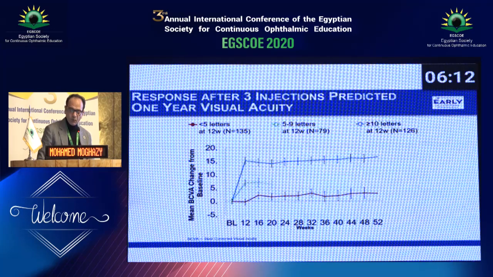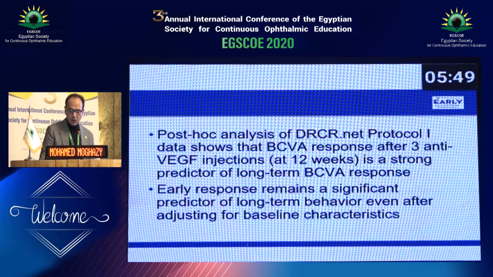This is just a graph of the poor, the intermediate or partial responders, and the good responders. You can see that after the initial three loading doses, if you call them loading doses, I don't believe in loading doses, but if you call it so, after the initial dosing, all the responders swim in their own lanes, like they say. So the good responders usually remain good responders, and the poor responders usually remain poor responders, with few exceptions in each arm.